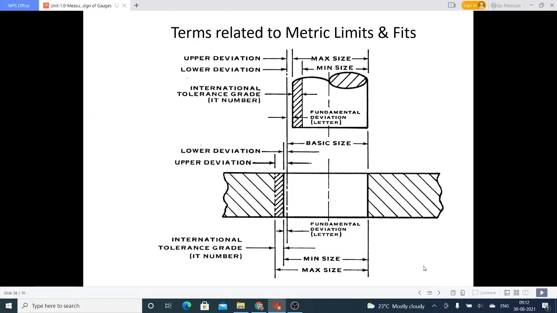Hello student, in this video we are going to learn about the design of gauges. Before studying the design of gauges, we need to study this diagram. It is very important. You can see over here at the bottom the hole is shown. This is the hollow part of the hole. You can see two limits for the hole: this is the lower limit, this is the upper limit, and here the shaft is shown.